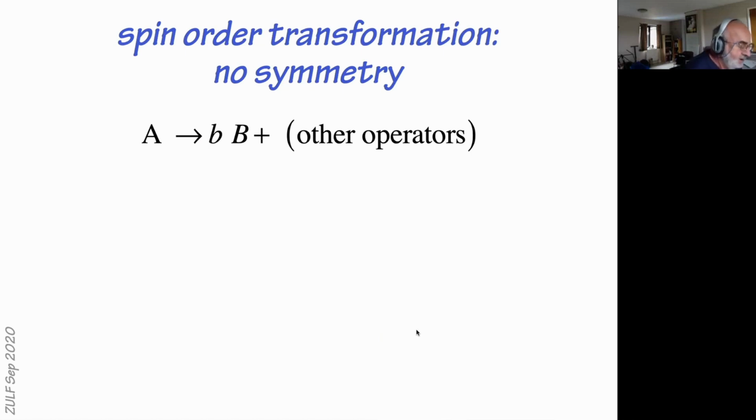What do we do with it now? So we return now to our problem. We want to convert different types of spin order into each other. So let's say, first of all, we don't have any symmetry. So we want to convert a particular operator A into an operator B. And we're asking the question, how much of operator B can we get? So this factor B, what's its maximum value?